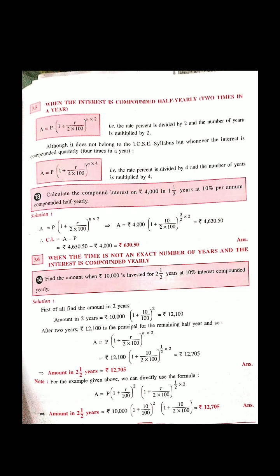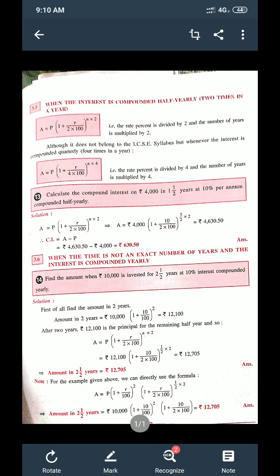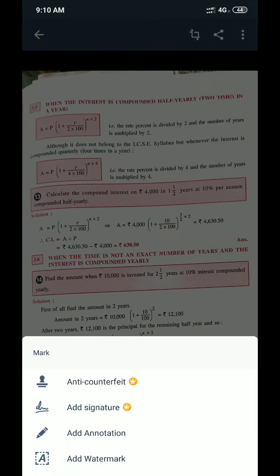upon 2 into 100, whole power n into 2. So A is equal to P into (1 plus R upon 2 into 100) whole power n into 2. Again I am explaining to you, because it is half yearly and the interest is 10% per annum.